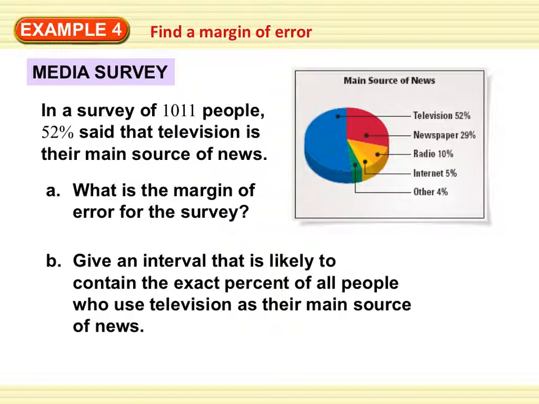Let's use it. In a survey of 1,011 people, it's an important piece of information, 52% said that television is their main source of the news. What is the margin of error in this survey? Okay, we're going to answer that question and then give an interval that is likely to contain the exact percent of all people who use television as their main source of news.